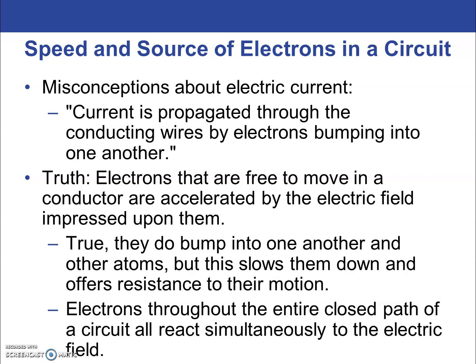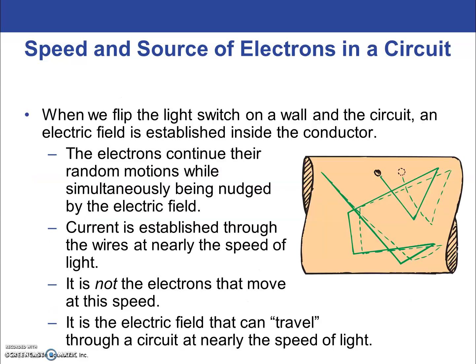So it's the same way as if I took a whole bunch of balls and held them up and let go, they're not going to push each other. It's gravity that's pushing all of them down. So similarly, in a wire, the electric field is what's pushing electrons through the conductor. They are colliding and bouncing off each other, but that's not what's causing them to move, right?